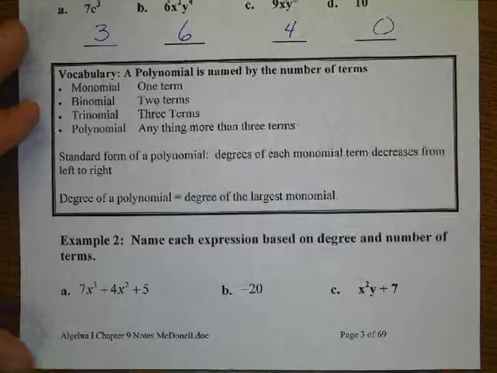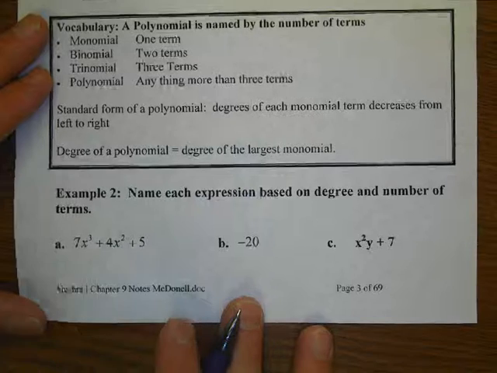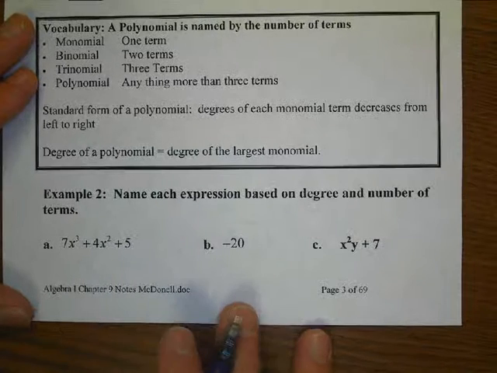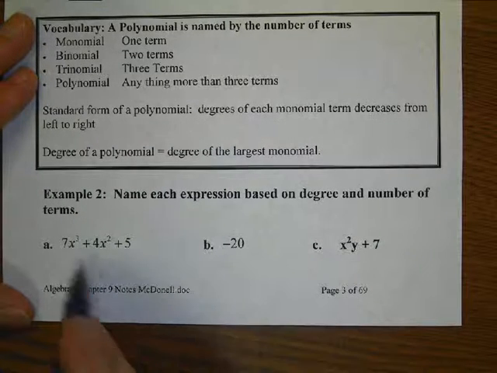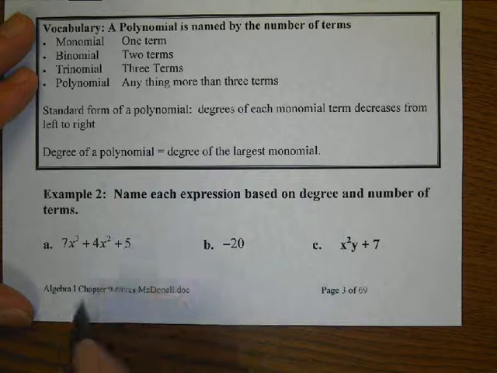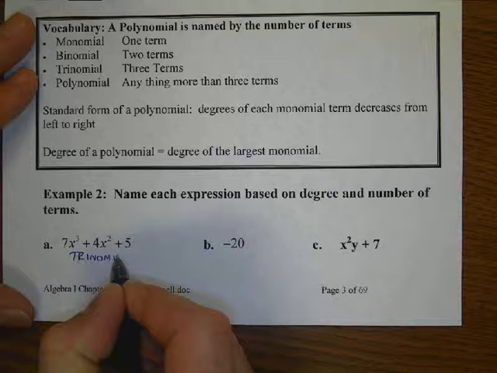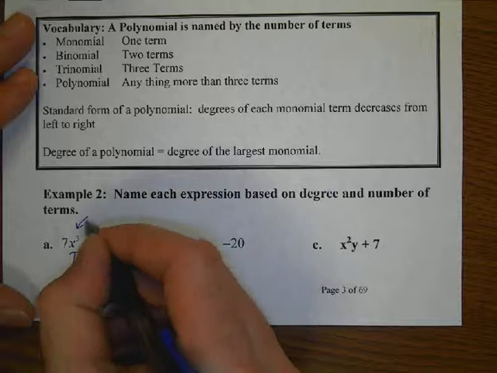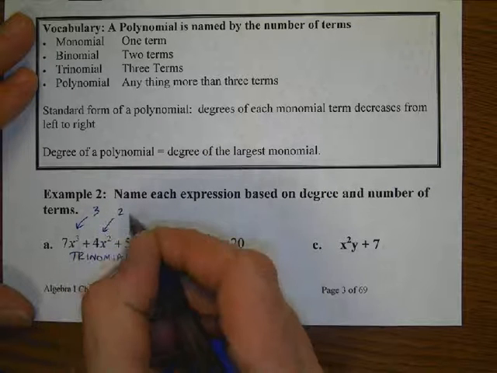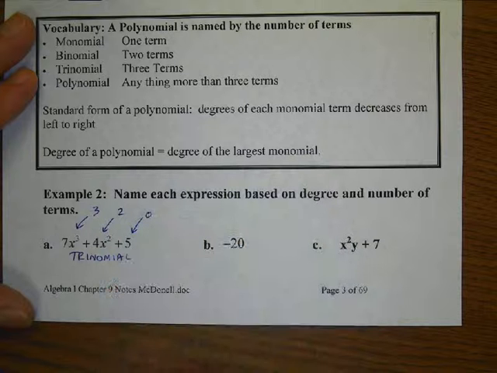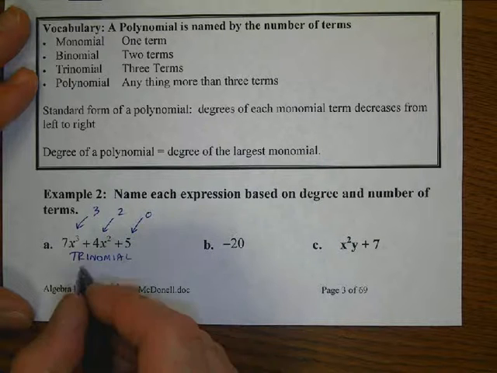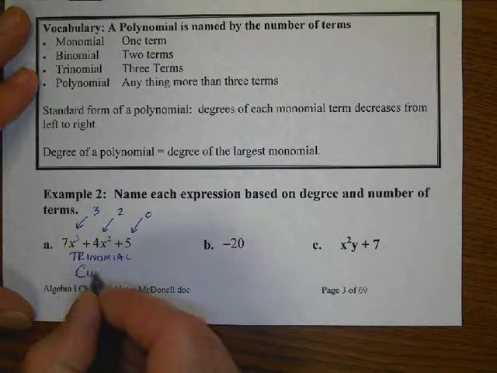Okay? So let's look down at example 2. We want to categorize these based on degree and the number of terms. Well, this has 3 terms, so that's a trinomial. The degree of each one is 3, 2, and 0 because there's no variables. So the degree of this is a third degree. Now that has a special name. It's called cubic.